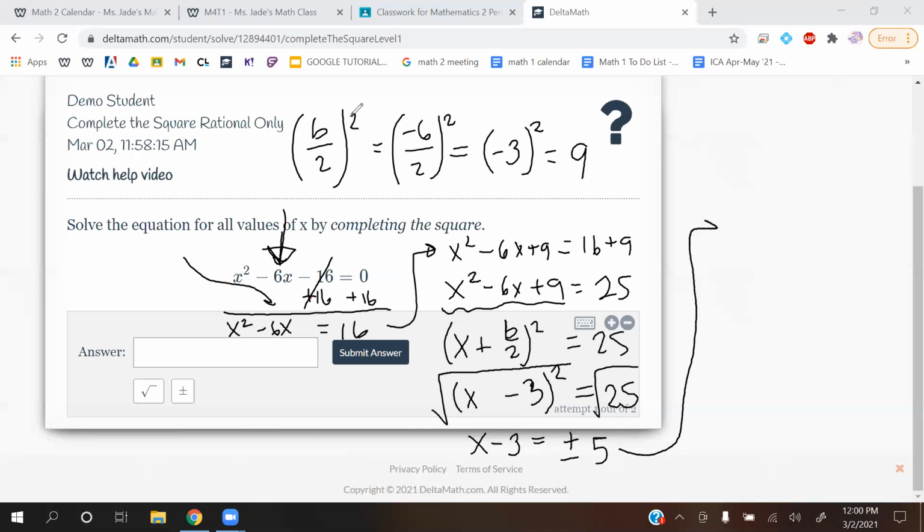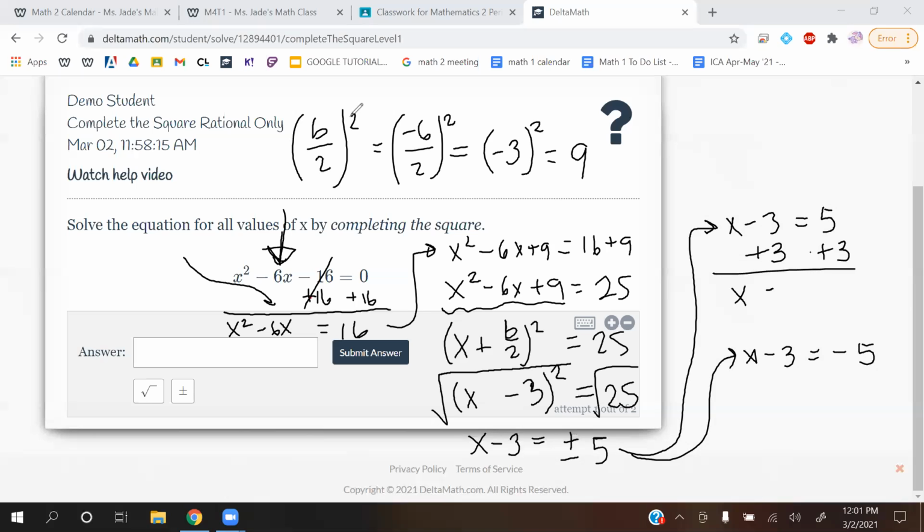Remember, that means there are two solutions. You have x minus 3 equals 5, and then you have another one, x minus 3 equals negative 5. So there's two solutions. Don't forget, two solutions, the plus and minus. Let's solve for the first one. X equals 8. Let's solve for the second one. X equals negative 2. So we have two solutions, 8 and negative 2.